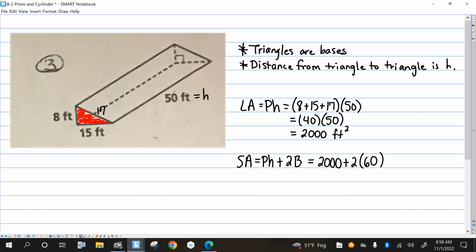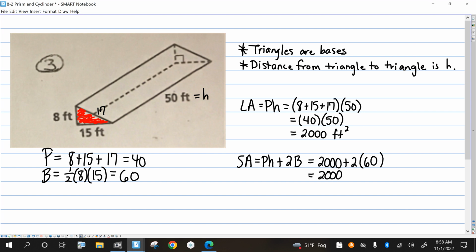What some people like to do too, and if you want to do this, that's fine, I've seen people do this before, is put to the side what P is. So they'll say P equals 8 plus 15 plus 17, and that's 40. And then capital B is 1/2 base times height, 1/2 times 8 times 15, which is 60. If you want to write those to the side and then just plug them into the formula, you can do that as well.